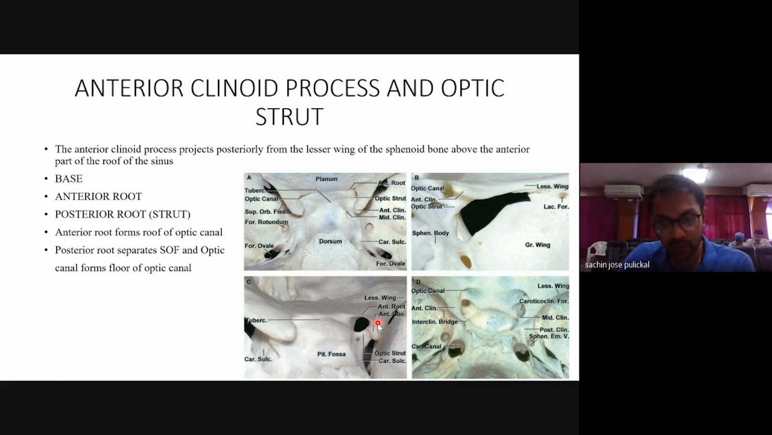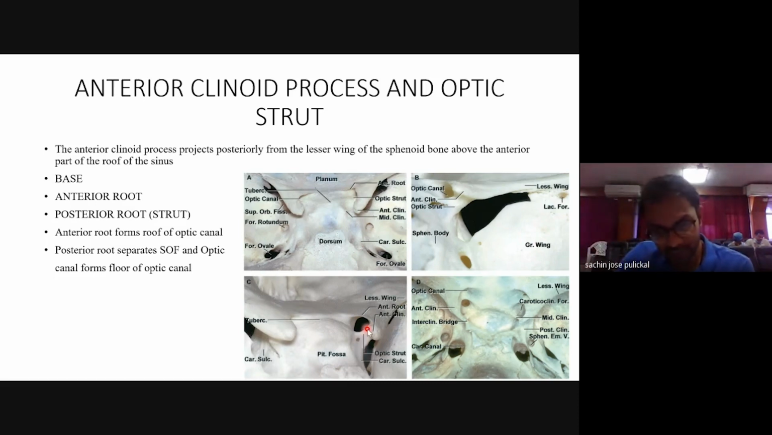This anterior root of the clinoid process, as you can see, goes over this canal and forms the roof of it. This canal is called the optic canal. So the roof of the optic canal is formed by the anterior root of the clinoid process. The posterior root forms the floor and lateral wall of the optic canal. It also separates the optic canal from this canal, which is called the superior orbital fissure. This posterior root of the clinoid process is also called the optic strut. So the optic strut is equivalent to the posterior root of the clinoid process.